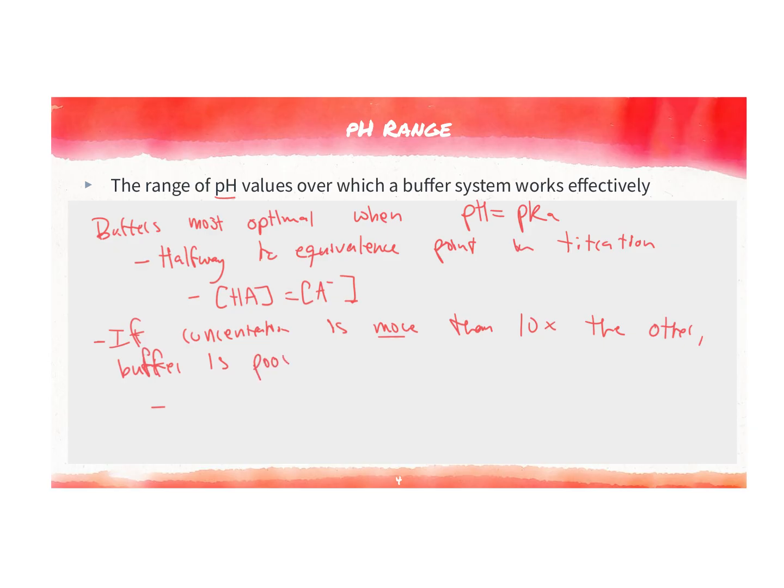And what this basically means is the pH range of the buffer is plus or minus 1 pH unit from the pKa. And so as you get to about 10 times more concentration, your buffer isn't working as well anymore. And now your pH is about plus or minus 1 from what the pKa actually is.